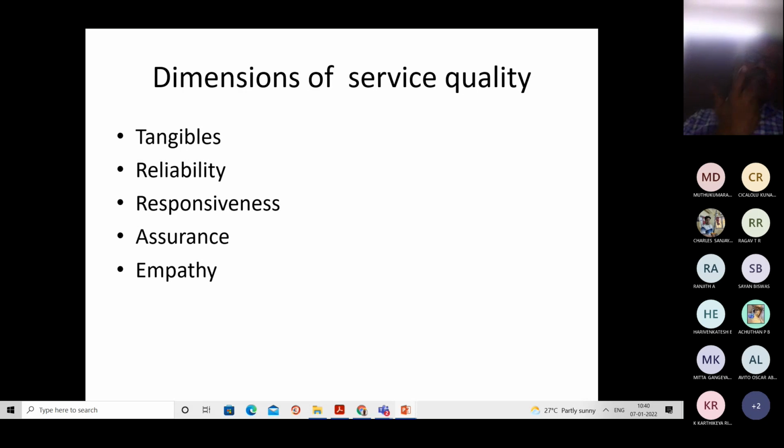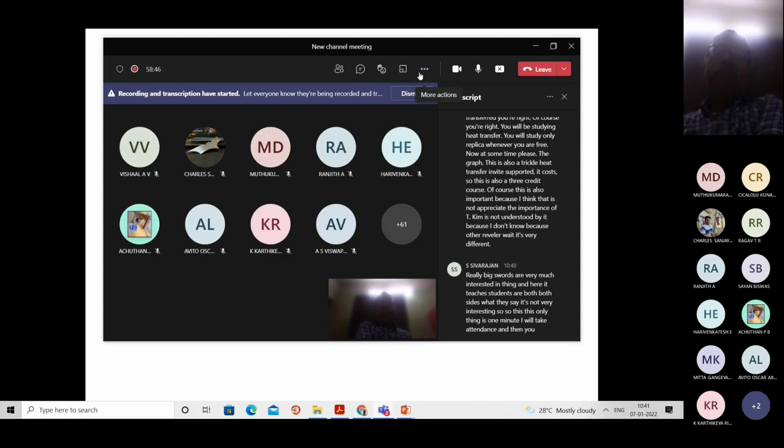Vellore VIT students are very much interested, but here, both teachers and students say it's not very interesting. So okay, only one minute. I'll take attendance, and then you can discuss. We'll stop the recording.